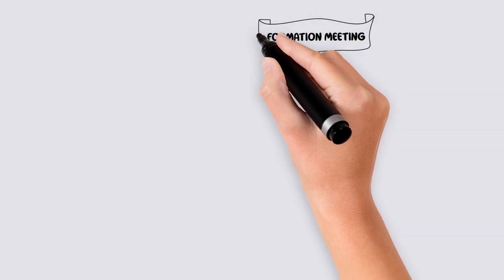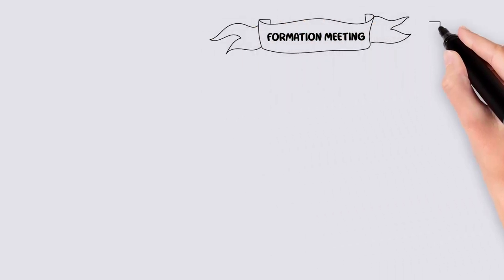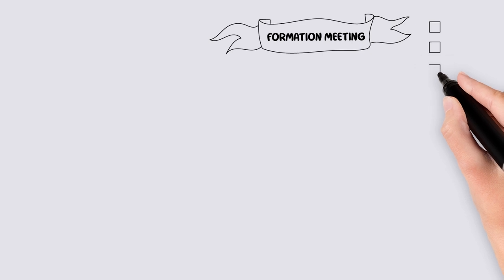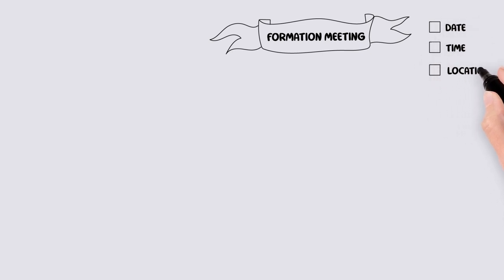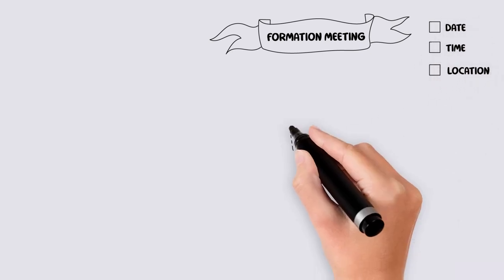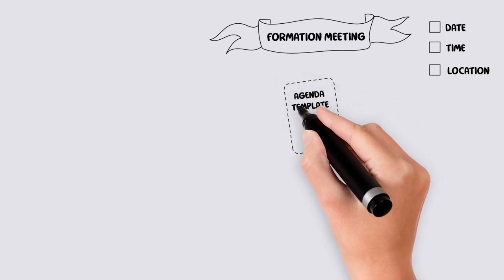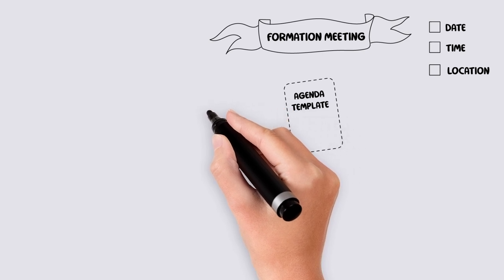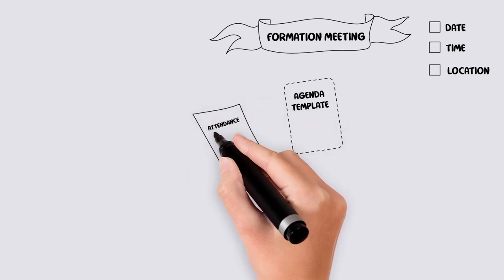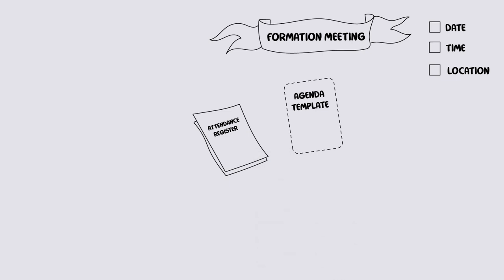Prepare for your formation meeting. The current committee or interested parties will need to select a date, time and location for your first meeting. An agenda will also need to be prepared. You may wish to use the example available from our website. An attendance register will need to be started at this meeting. This may form the basis of your members' register.